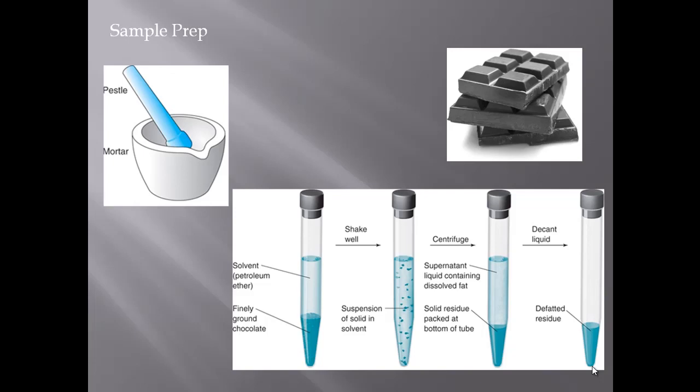So they ground it up, and then they took their ground up pieces of chocolate and they weighed it just to make sure that they knew how much they started with. And they put the chocolate into a 15 ml centrifuge tube, which I'm showing you right here. And then they added 10 milliliters of an organic solvent. That organic solvent was petroleum ether.